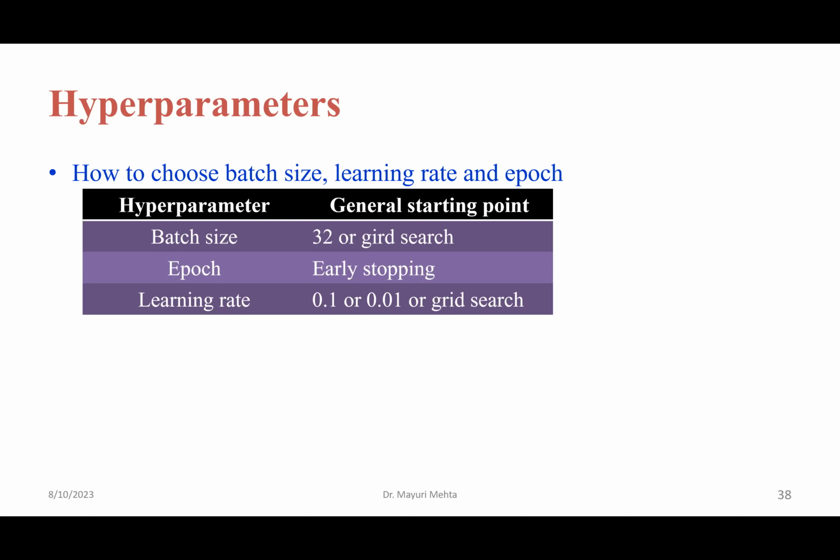So for learning rate, we usually start with 0.1 or 0.01, or we can use a grid search method, which will find a learning rate value from 0.1 down to 0.000000, where you can add zeros. And when the learning rate is small, you need more iterations to find the minimum value.